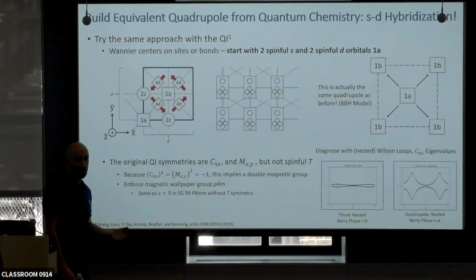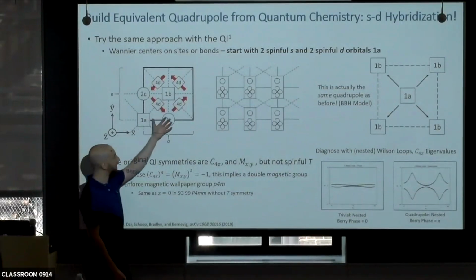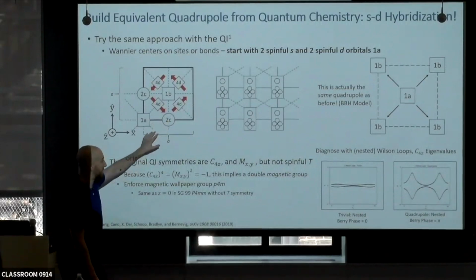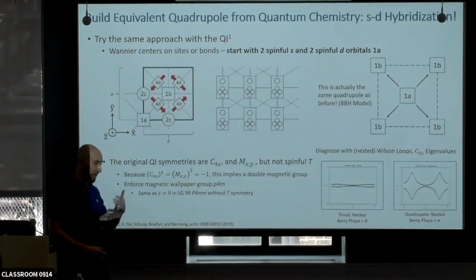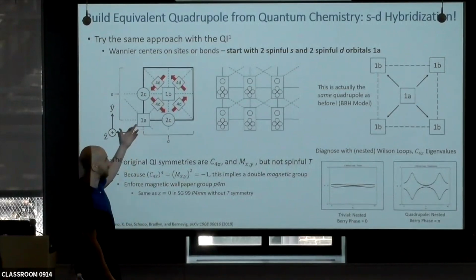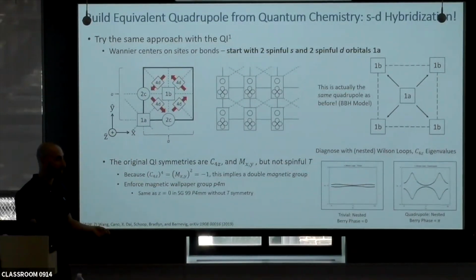So I take the symmetries of the quadrupole, which basically form this magnetic 2D wallpaper group. I can imagine there's some background distribution of magnetic charges that lives here, and they have a swirling pattern. So I have C4 and mirror symmetry, but no time reversal. And so I can place 2 spinful S and 2 spinful D orbitals at the corner. And then it turns out, by adding just symmetry-allowed coupling, I can reproduce the corner spectrum and the nested Wilson loop phase of the BBH model by just tracking these symmetries and using these orbitals.